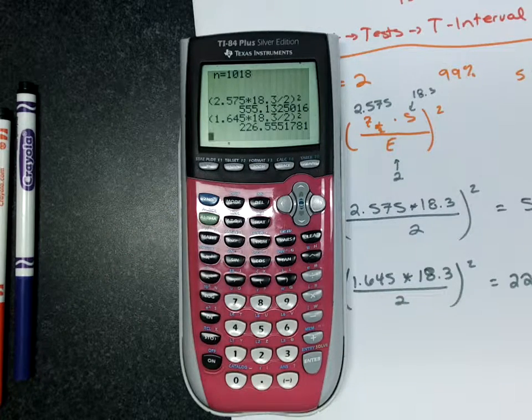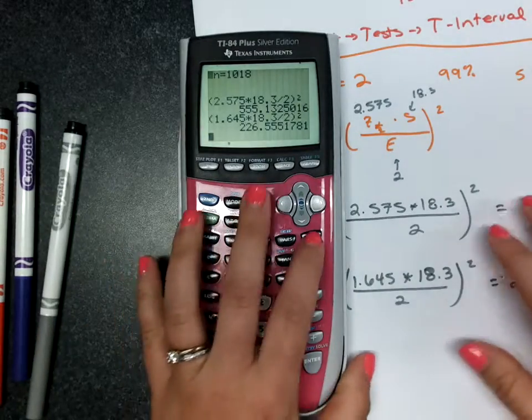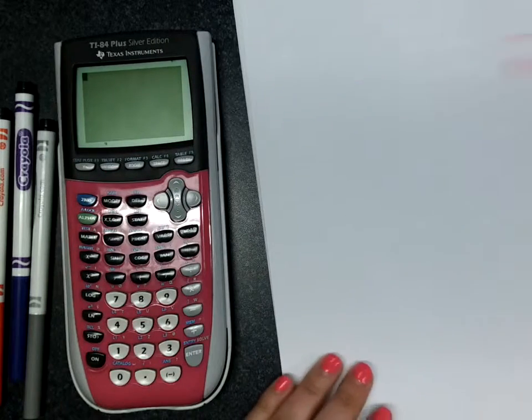So use the formula chart and the calculator. And decreasing confidence level decreases the sample size needed. If you want to be less confident, you don't need as many in your sample. All right.